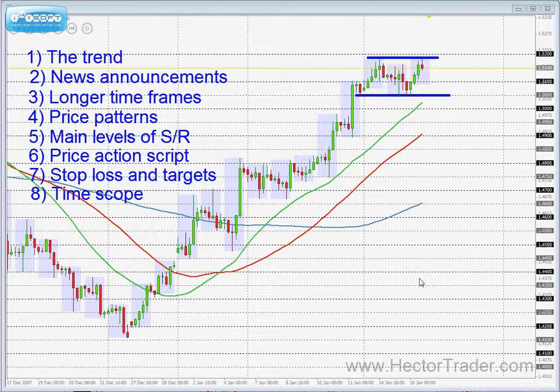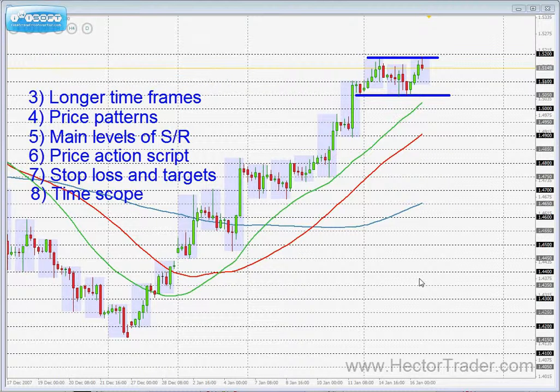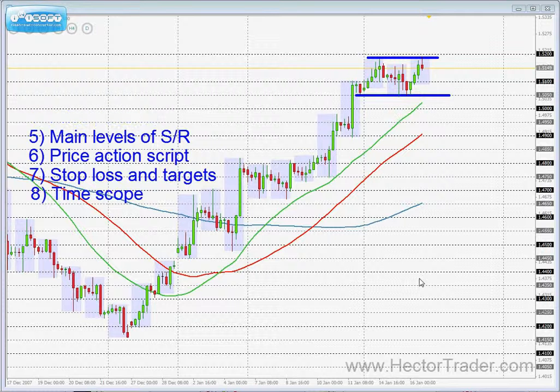So, to wrap it up very quickly, you want to take note of the trend, whether there is any news announcement for the day, what's going on in the longer time frames, is there any price pattern I recognize, where are my key levels of support and resistance. In this case, I already mentioned that these were my levels of support, the 150.50, and that was my level of resistance, the 152 down below.